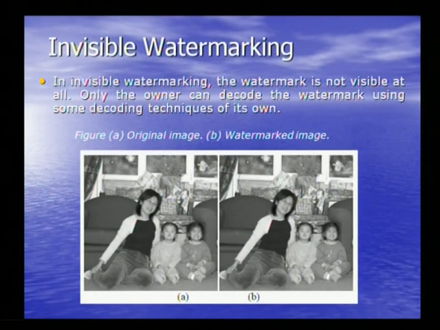Invisible watermark. In an invisible watermark, you add a watermark which cannot be seen by anyone, by the human visual system. So, it is hidden. As per this figure, the left hand side figure is the original image and the right hand side figure is the watermarked image, but you can't see the watermark.